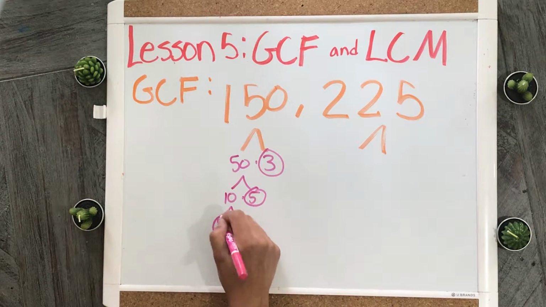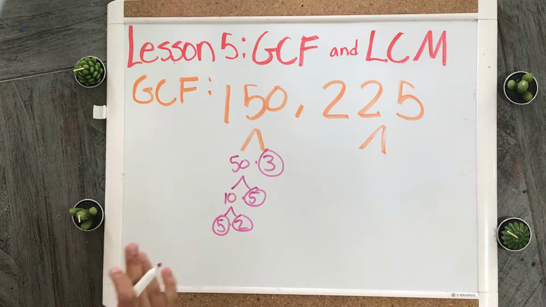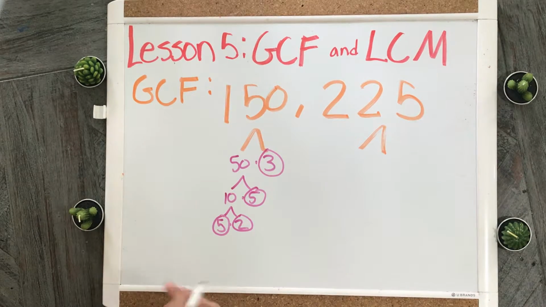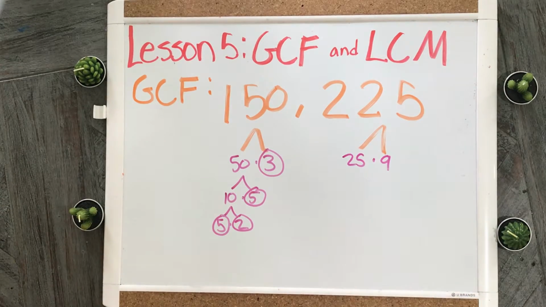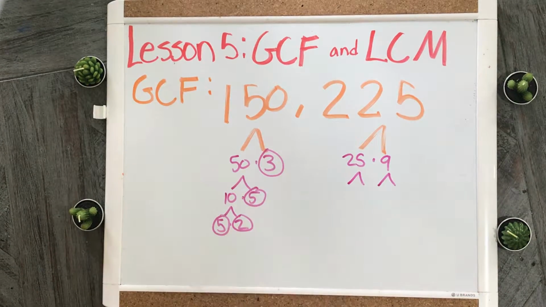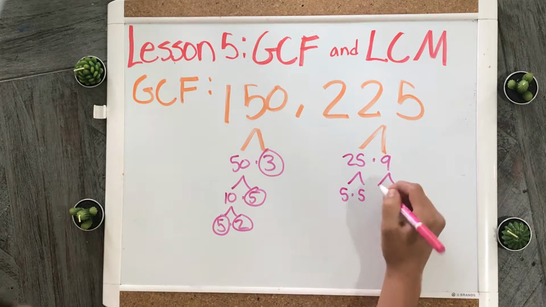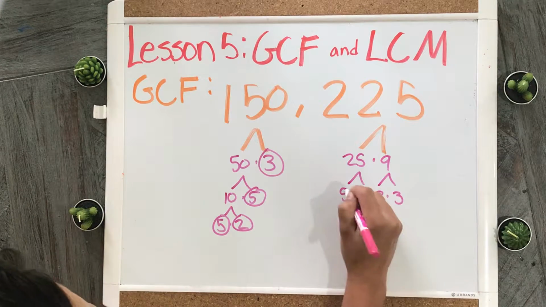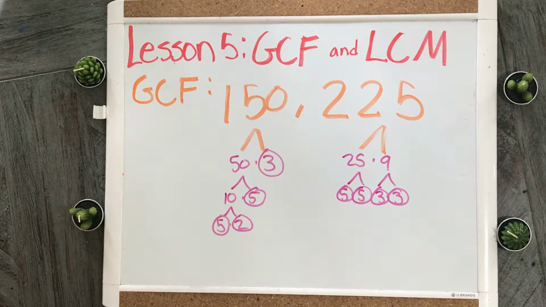Circle those, they're prime. Now 225, go ahead and think about what two numbers you will multiply to get there. I used 25 times 9. To get to 25, I multiplied 5 times 5. To get to 9, I multiplied 3 times 3. Okay, all this is at its end. We are at primes. Okay, so now let's see what we have.